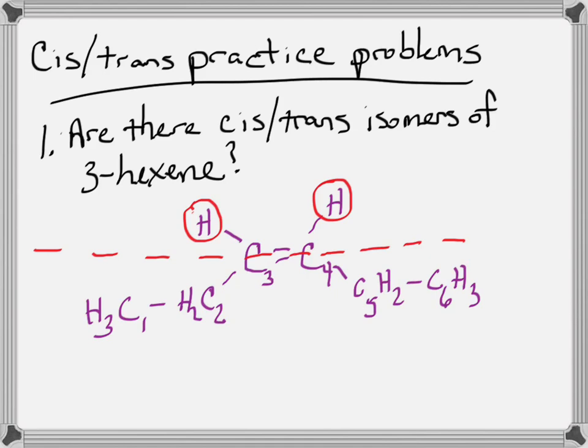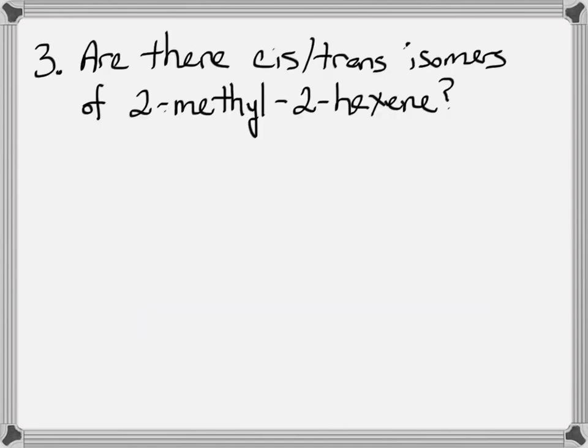If they're on the same side of the track, that's cis. If they were on opposite sides of the track, that would be trans. And so the structure we had drawn there was actually cis 3-hexene. Now go ahead and pause the video and give this one a try.